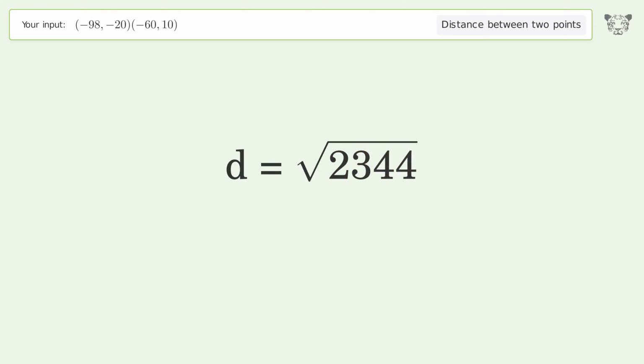And so the distance between the 2 points is the square root of 2344, or 48.415.